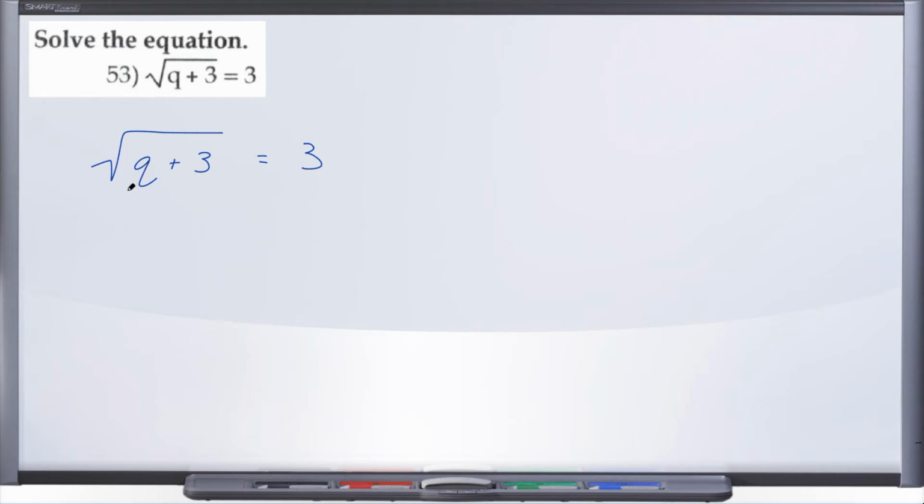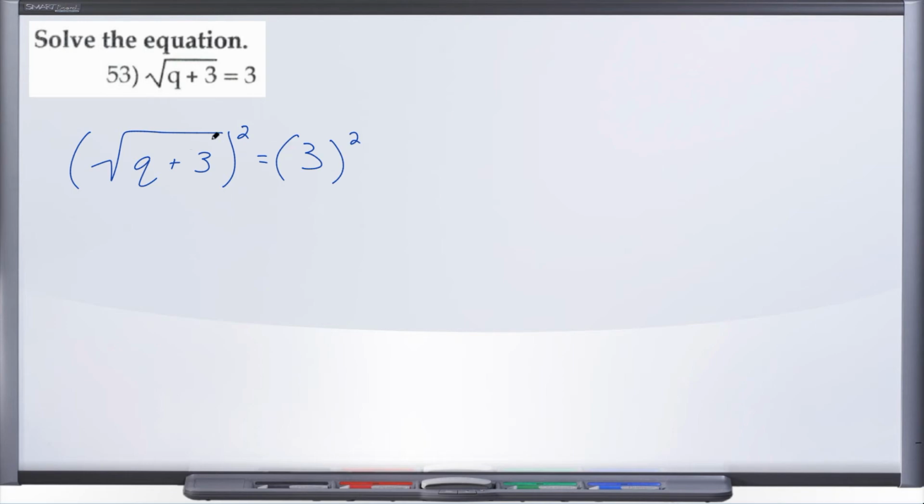And so we want to isolate q, get q all by itself on one side and everything else on the other side. So in order to do that, let's go ahead and get rid of this radical sign. And the way that we do that is on the left-hand side, we're going to square. And whatever we do to the left, we also have to do to the right. So if we square the left-hand side, we have to square the right-hand side.